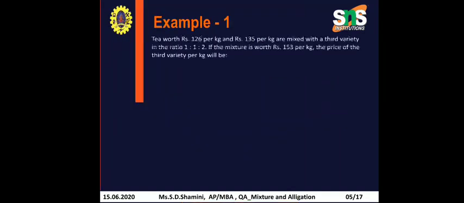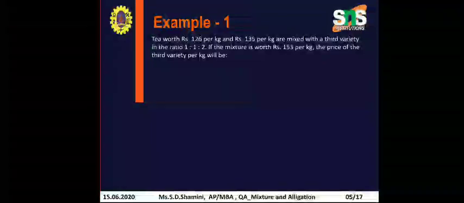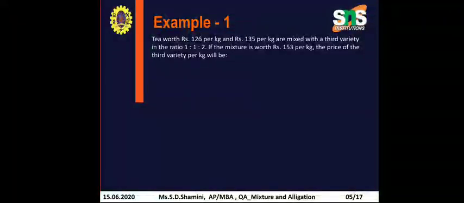So the first problem is: tea worth rupees 126 per kg and 135 per kg are mixed with a third variety in the ratio 1:1:2. If the mixture is worth rupees 153 per kg, the price of the third variety per kg will be: option A 169.5, B 170, C 175.5, and D option is 180.